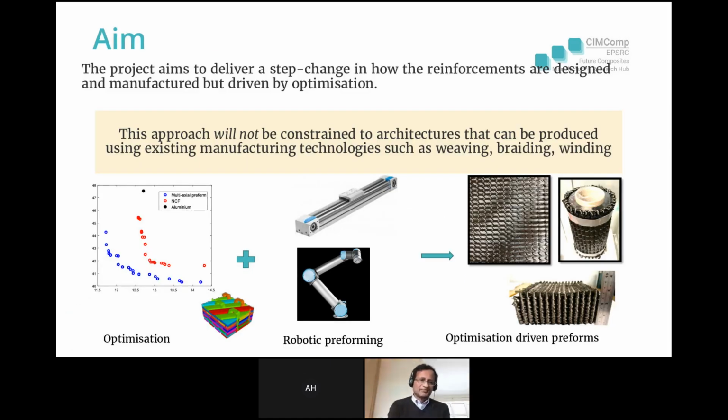So essentially, we take a building block approach. We take modular robotics and create a loom, or a winding machine, or a braiding machine to deliver exactly what we want. And in doing so, we have come up with various architectures. For example, there's a multi-axial woven architecture, a cylindrical 3D preform, or an ultra-thick multi-axial preform, essentially to push the boundaries of manufacturing.